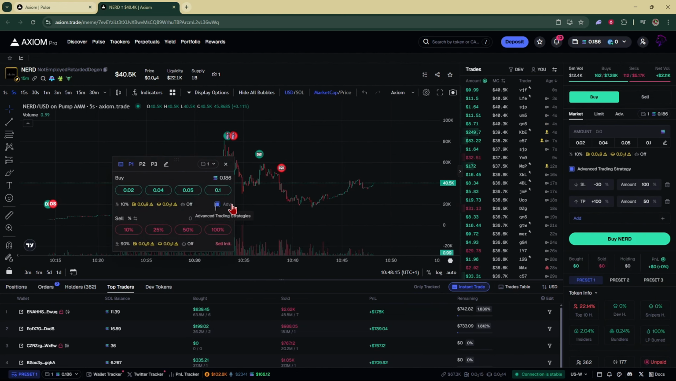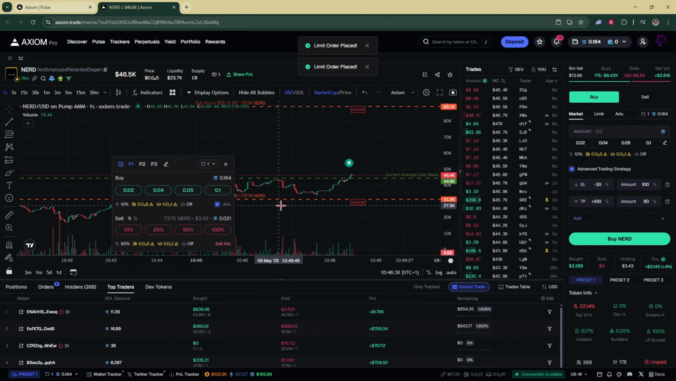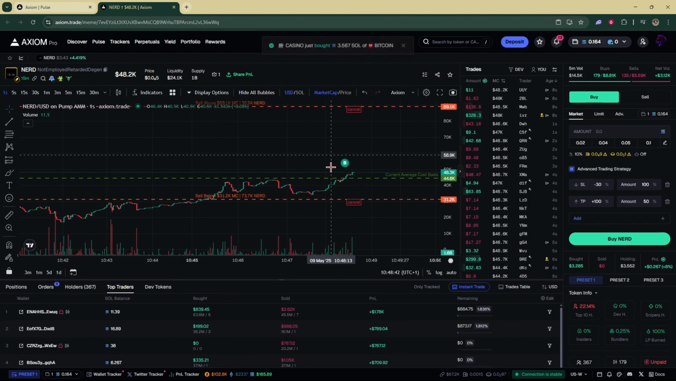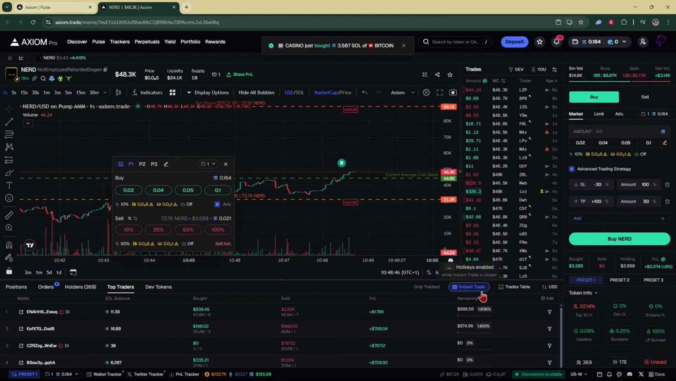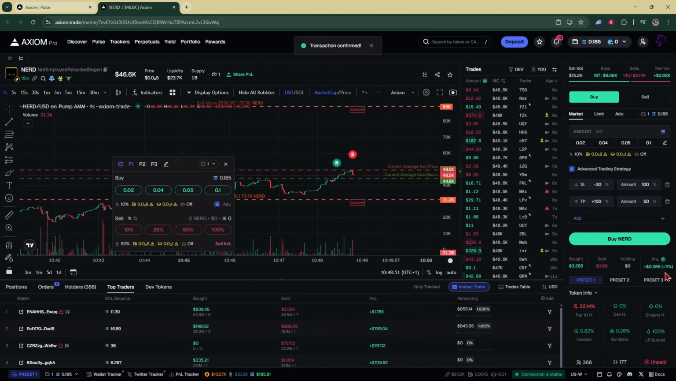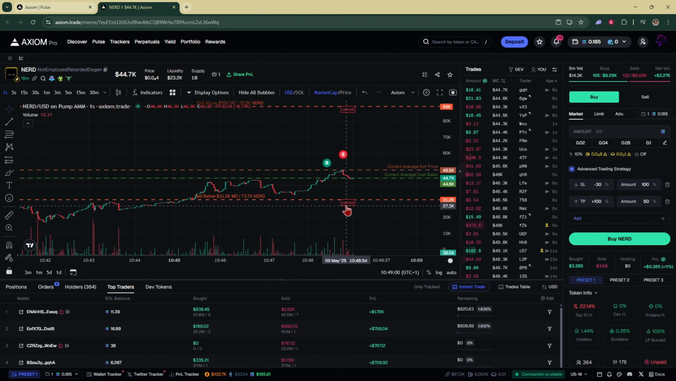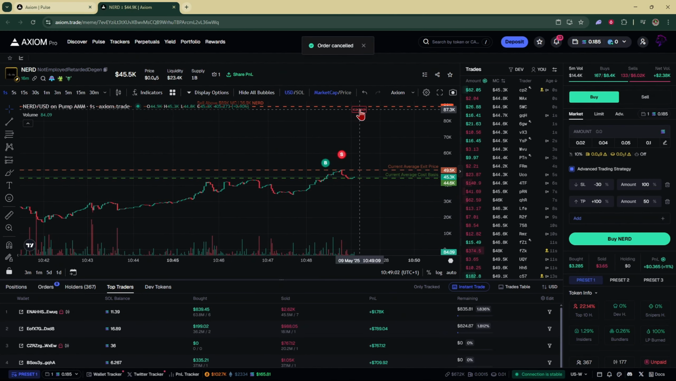So when you have it on, and every time you click buy, it automatically adds your stop loss and your take profit level. You can also just sell whenever you want. So if I want to sell 100% right now, there we go. Well, we made a 11% profit. After every trade, just cancel your orders if you didn't hit them.